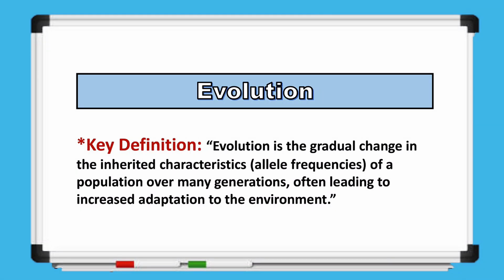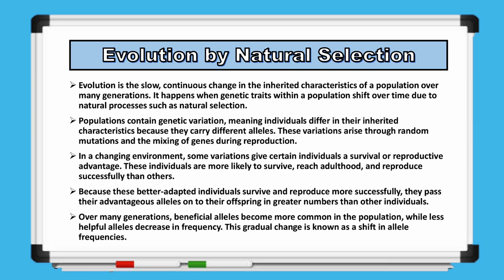Now, evolution is defined as the gradual change in the inherited characteristics, or allele frequencies, of a population over many generations. Evolution by natural selection is the slow change in the inherited characteristics of a population over many generations. It happens when the genes in a population gradually change over time because of natural selection.